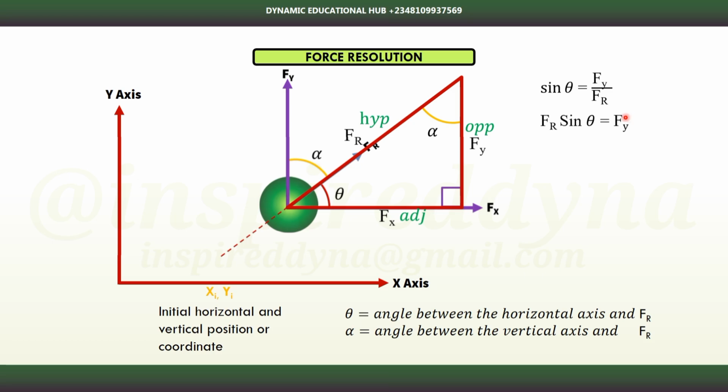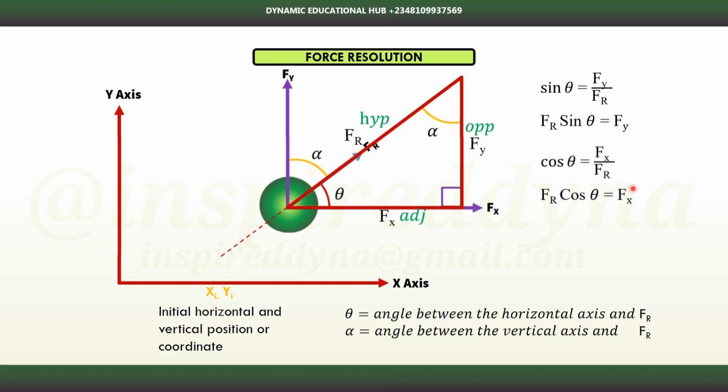Finally, we can cross multiply and we have Fr sin theta equals Fy, which means that the vertical component is this. In the same way, cos theta is also what? Adjacent over hypotenuse, which is Fx over Fr. When we cross multiply, we get Fr cos theta equals Fx. So that is the horizontal component of the resulting force.